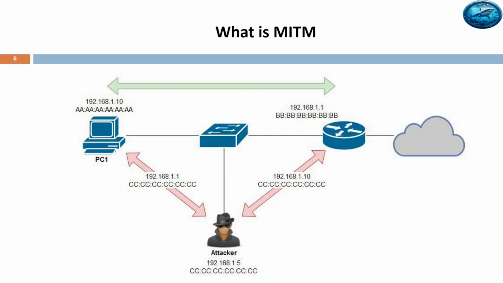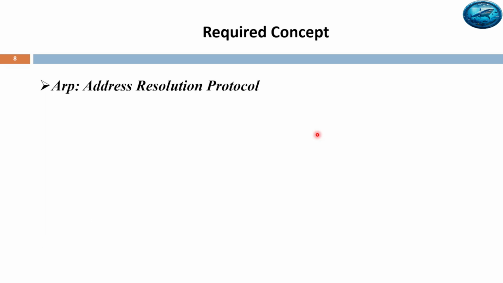Here in a man-in-the-middle attack, the attacker will listen to all communication happening between the victim machine and the server or gateway. To make this possible, the attacker will perform an ARP poison attack on both the victim and the server. Once the ARP poison is successful, packets the victim sends to the server will be received by the attacker, and packets the server sends back to the victim will also be received by the attacker or intruder. For this video tutorial, you need to know about ARP, Address Resolution Protocol.